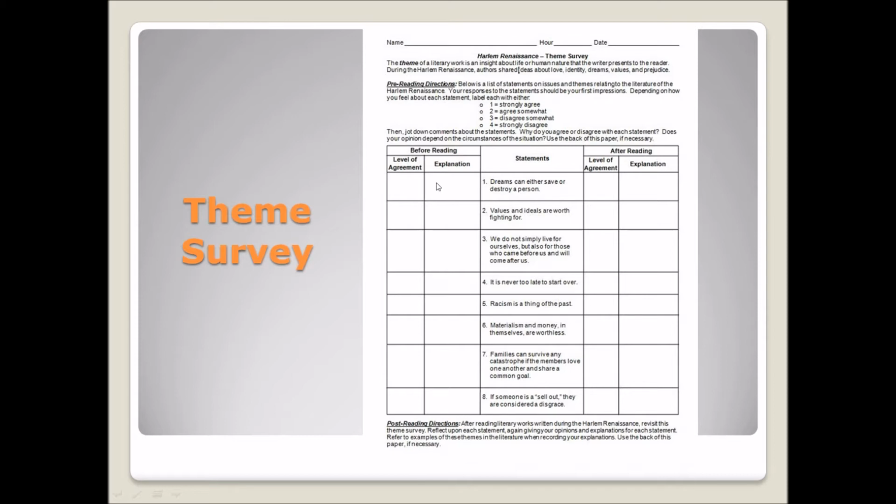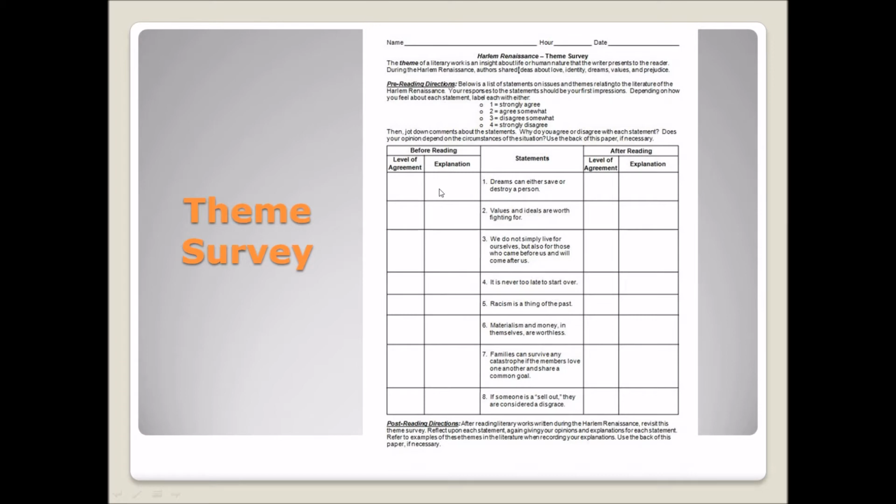Then I'm going to explain why I feel the way I do. So I'm going to jot down some comments about the statements in this explanation box. I'm going to write why I agree or disagree with the statement. I'm going to write whether or not certain circumstances affect the way I feel about the statement. If I need more room, I will flip this paper over and write more of my thoughts on the back.